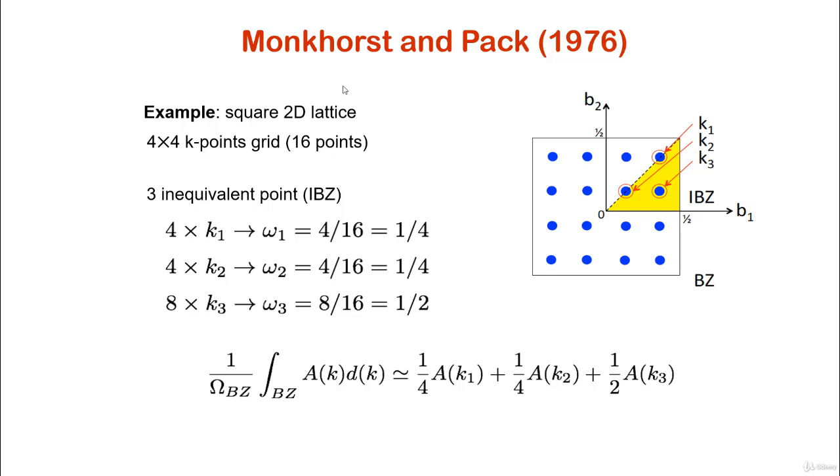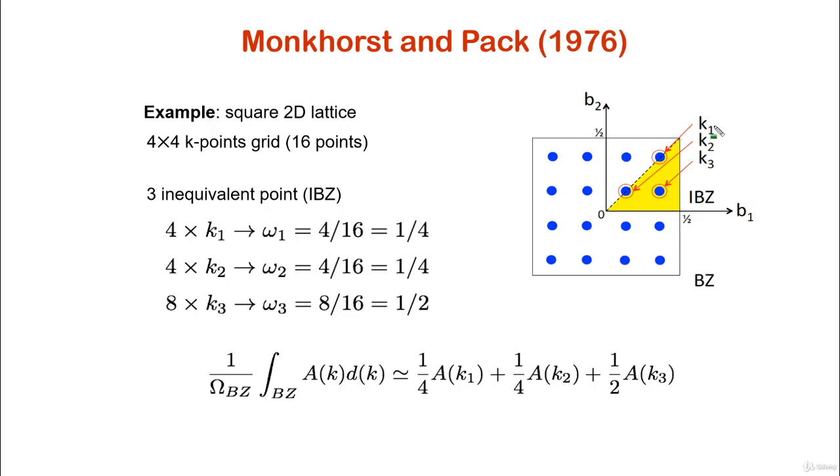For example, suppose we discretize the Brillouin zone to 16 points. Thus, we have 16 points, I mean 4 times 4 k points. To calculate the integral, we use the method named Monkhorst and Pack. In this method, we have 3 types of k points, I mean k1, k2, and k3.